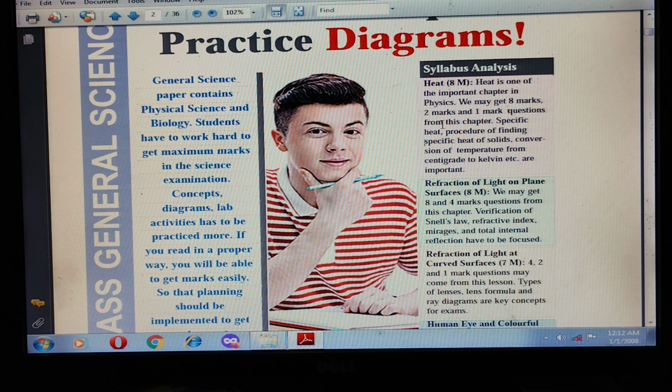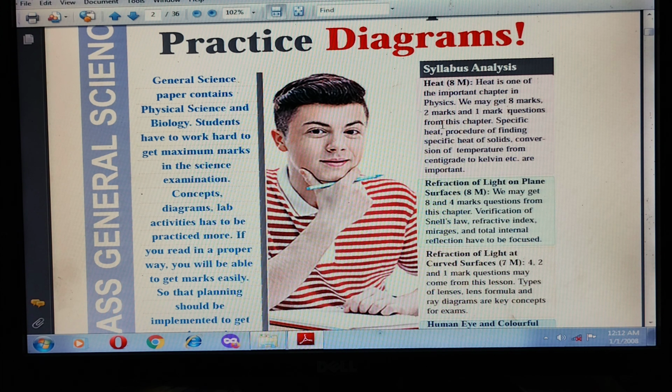It is a very important question. And conversion of temperature from centigrade to Kelvin and Kelvin to centigrade, etc. are very important in this heat chapter. Apart from this, differences between evaporation and boiling. Why do dogs pant during hot summer days? Why do we feel chill outside the shower stall during the bath? These kinds of questions are very important. You have to focus on these questions.